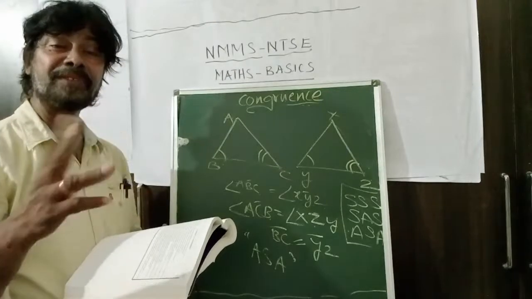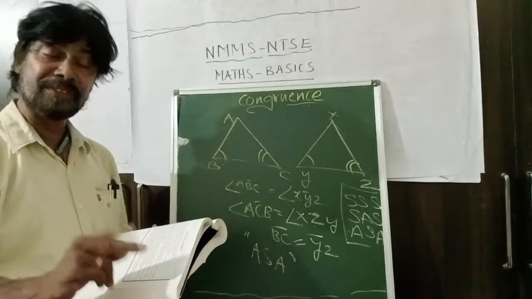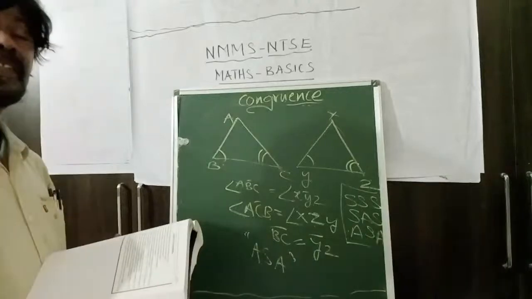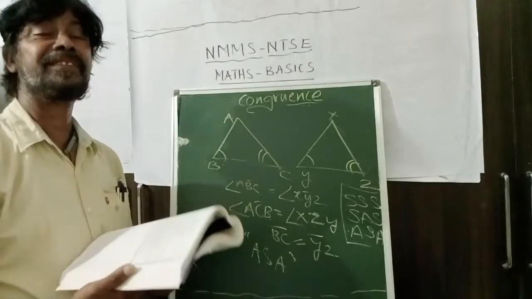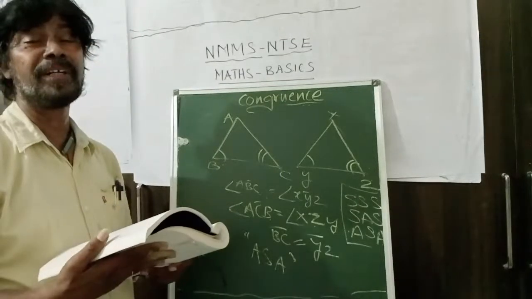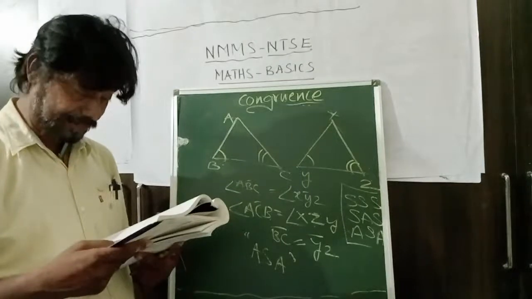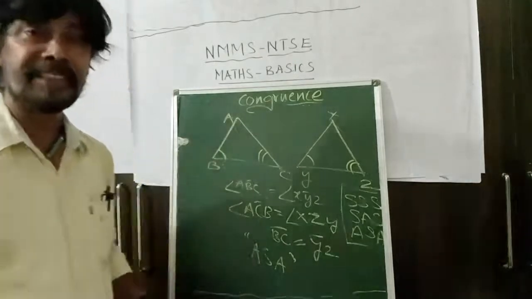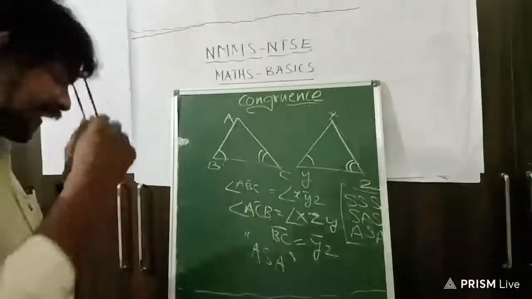If the two triangles are having a right angle each, and the corresponding hypotenuse of one triangle is equal to the other one, and the sides are equal, then we say those two triangles are congruent to each other according to RHS condition. Okay, these are the laws of congruence in the triangles.